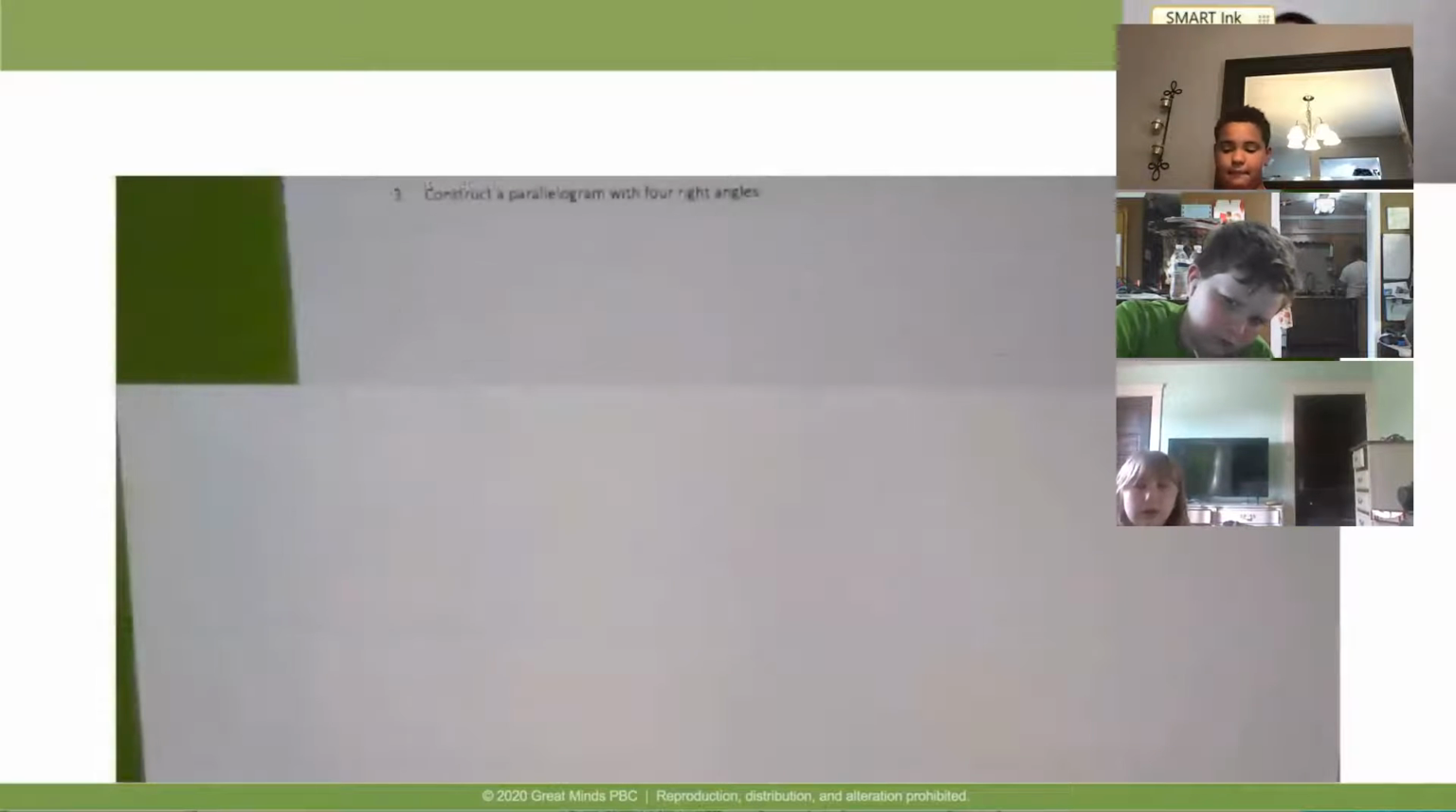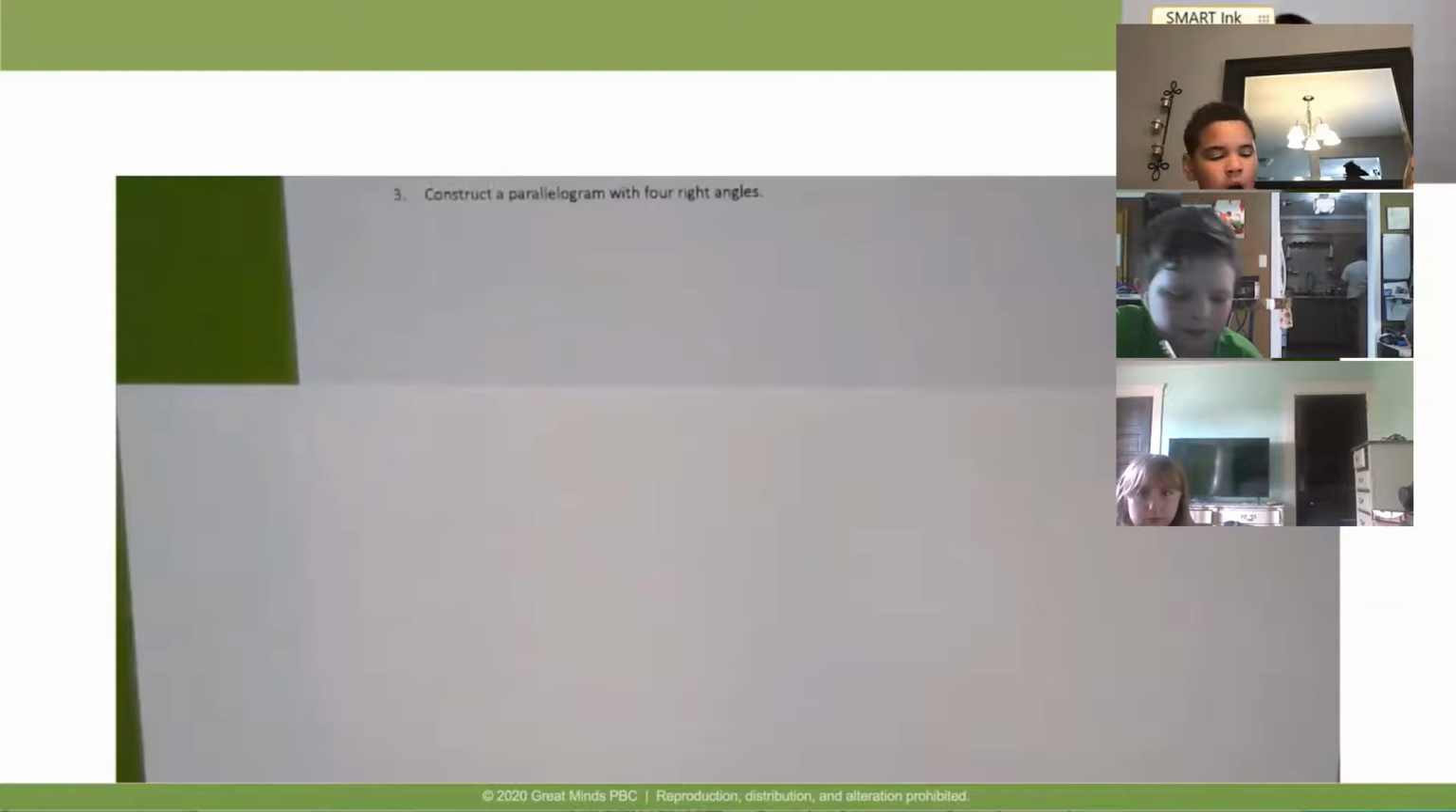For problem 3, we need to make a parallelogram with 4 right angles. What do we call 2 lines that intersect at a right angle? This one's special. We call them perpendicular lines.